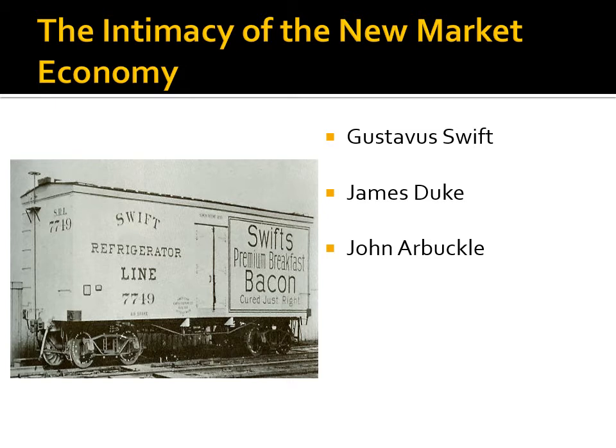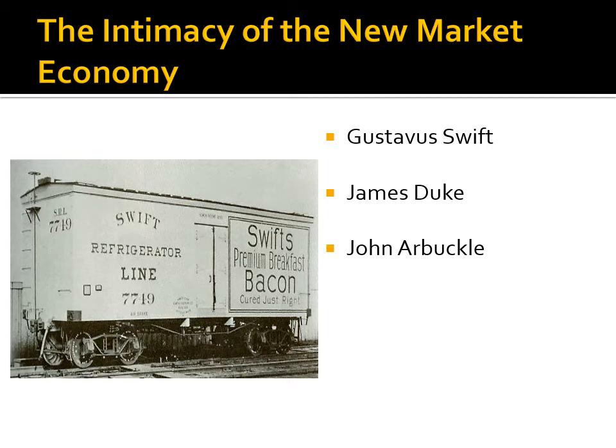John Arbuckle invented a machine that could mass roast, grind, and package coffee beans. He created the very first national brand of coffee, Ariosa, that was sold from New York to Chicago to San Francisco along the new network of communication facilitated by a transcontinental railroad system. So again, his story is a story of industrialization.